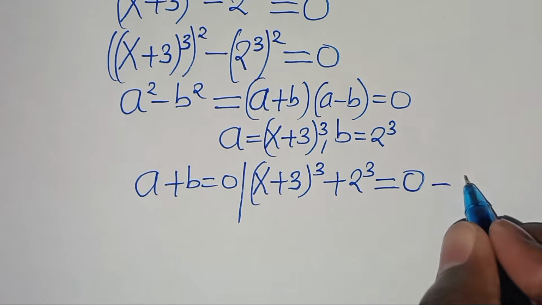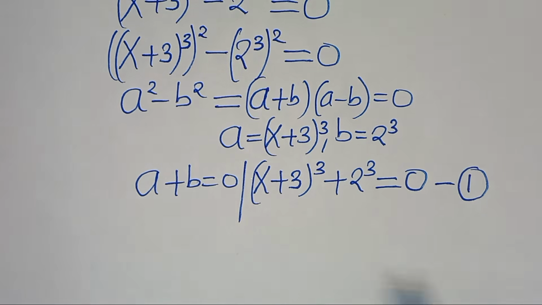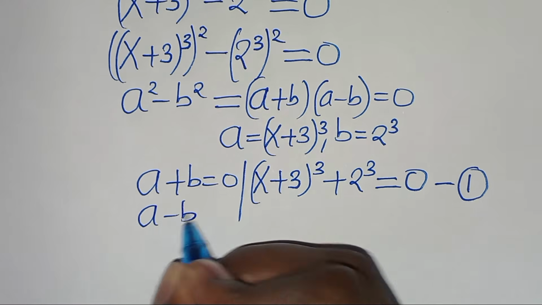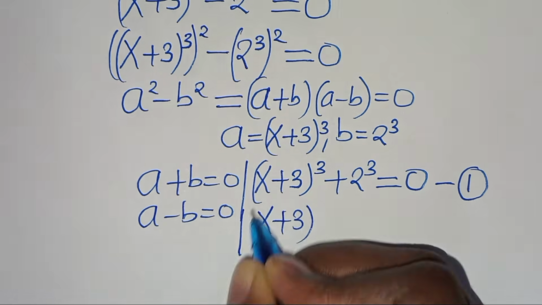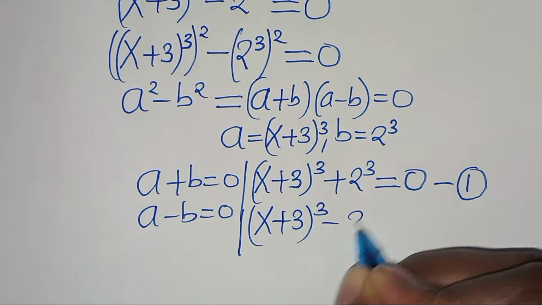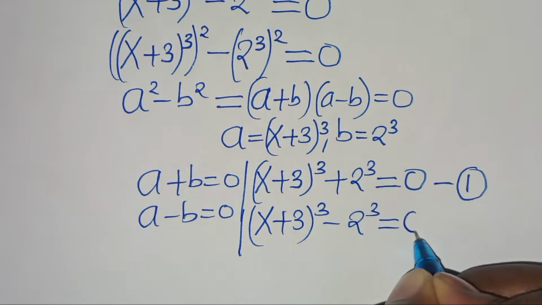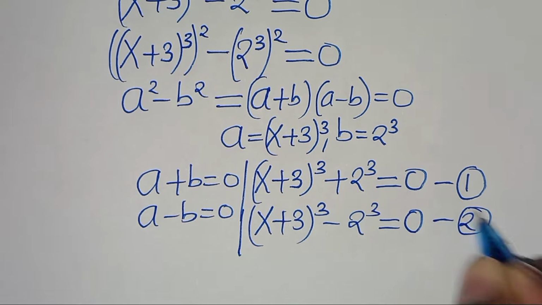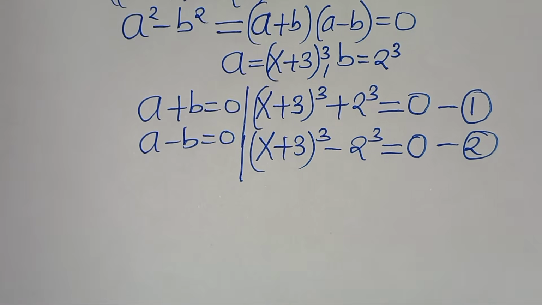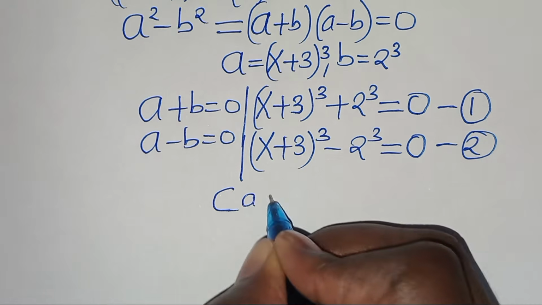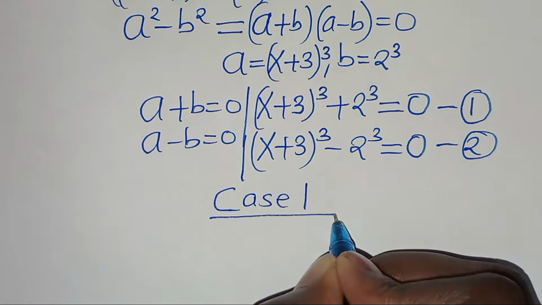Let's call this equation 1. Then a minus b equal to 0 is the same thing as (x+3)^3 minus 2^3 equal to 0. Let's call this equation 2. So let's start with equation 1. We can call this case 1.